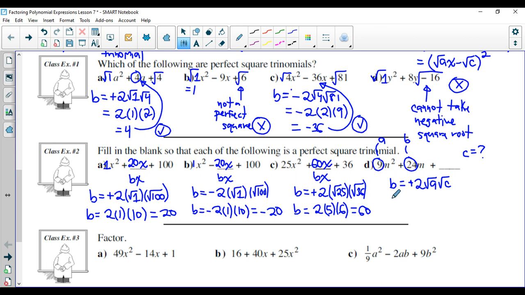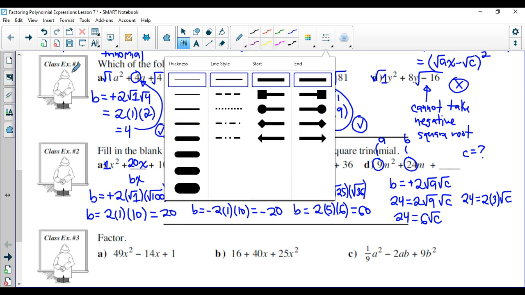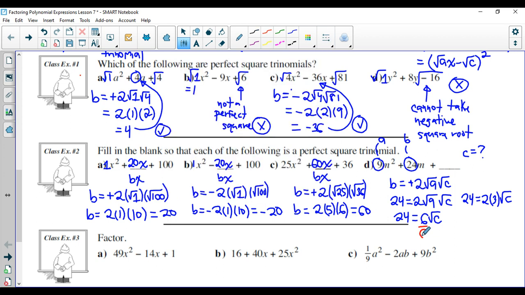So if I do that, b has a value of 24, and this would be equal to 2 times square root of a, which is 9, and then multiply by square root of c. We're going to calculate the square root of c in a moment. Okay, so 24 would be equal to 2 times the square root of 9, which is 3, multiplied by square root c. So then I would have 24 would be equal to 6 multiplied by square root of c. And I want to get square root of c isolated. So to do that, I'm going to divide both sides of the equation by 6.